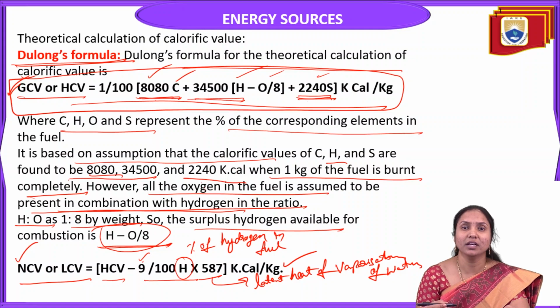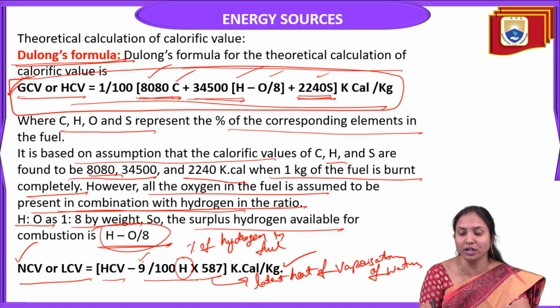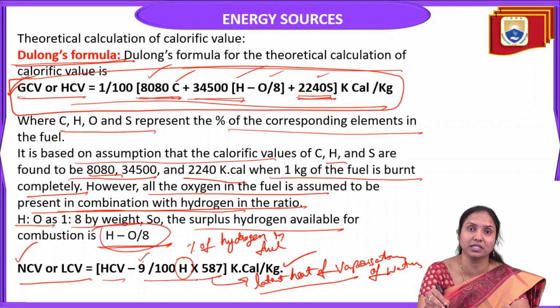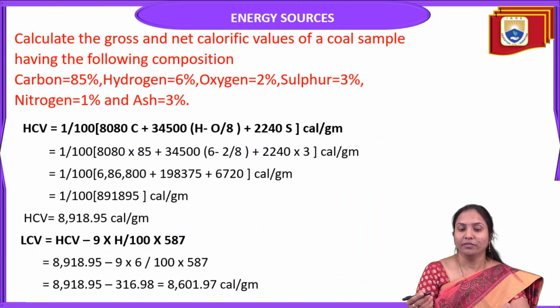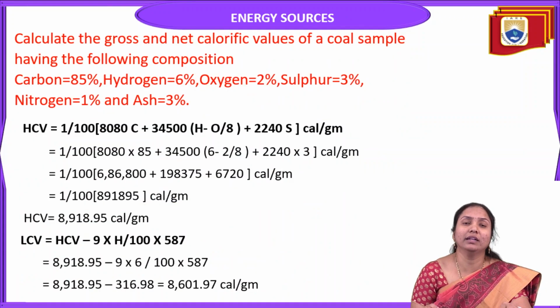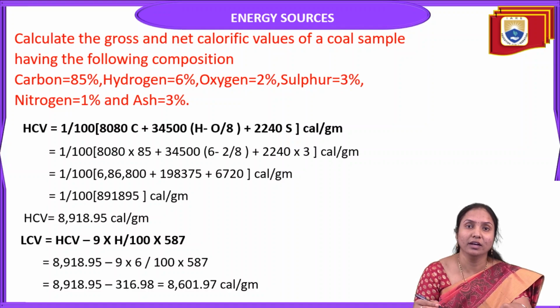Latent heat means that during combustion, the combustion product is cooled to room temperature. In this case, it produces heat that is called the latent heat of vaporized water. That we can consider in LCV, but in NCV we remove it from HCV. For example, how can we calculate using the carbon, hydrogen, sulfur, nitrogen present in fuel? These elements present in fuel, by using Dulong's formula.